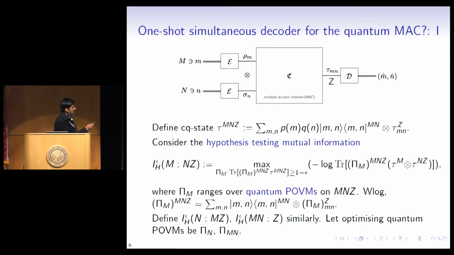So for this, I'll maximize over all the POVMs pi m such that I accept the correct hypothesis with probability at least 1 minus epsilon. In the quantum case, we all know probability is given by trace of the projector on the underlying state, and I want to minimize the probability that I accept the negative hypothesis. Okay. So pi m ranges over quantum POVMs on the state m and z. Without loss of generality, since we are working with a CQ state, I can assume that my POVM also has a CQ structure. What this means is that look at the contents of the register Mn, conditioned on that, apply the POVM pi sub m of Mn on Z. Similarly, define the optimizing POVMs for mutual information between n and mz and mn and z. Let us call those pi n and pi mn.